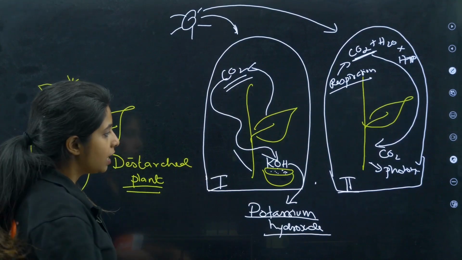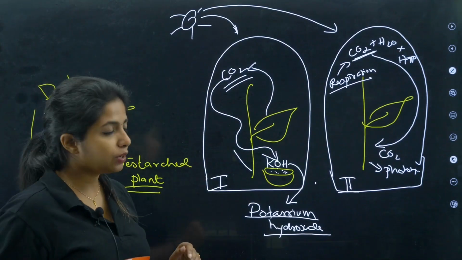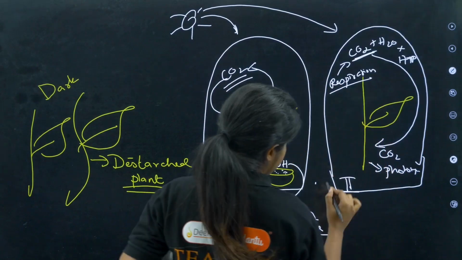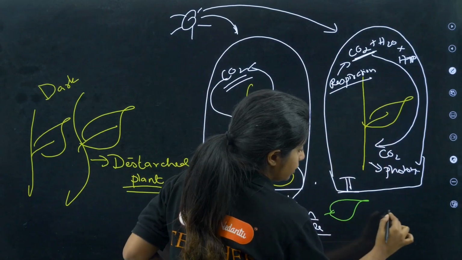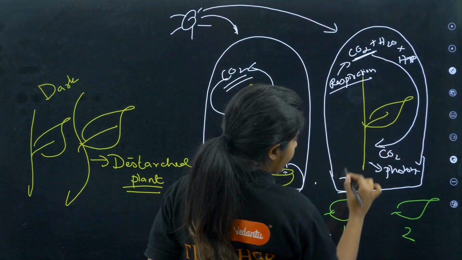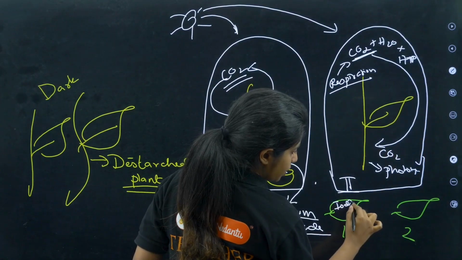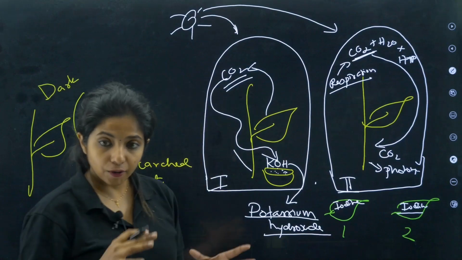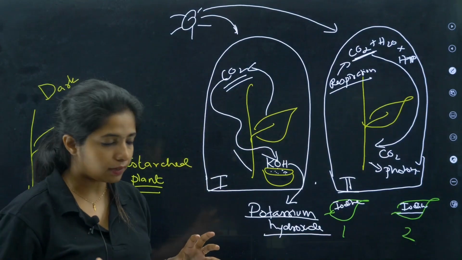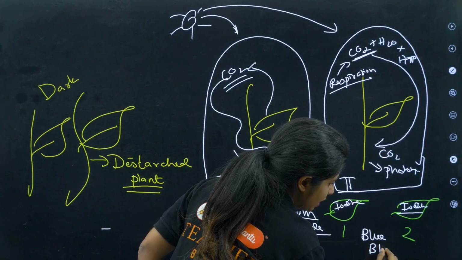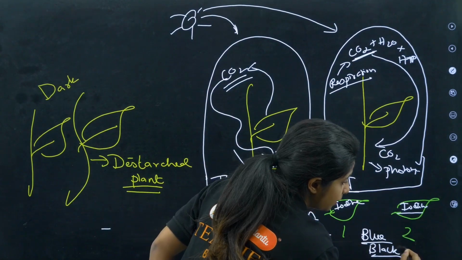Okay, you get it? Now, to confirm it, what do I do? I take this leaf and this leaf also. So, this is leaf 1 and this is leaf 2. I put some iodine solution on it. And you know the good thing about iodine? Iodine solution will turn blue-black in color when there is the presence of starch.